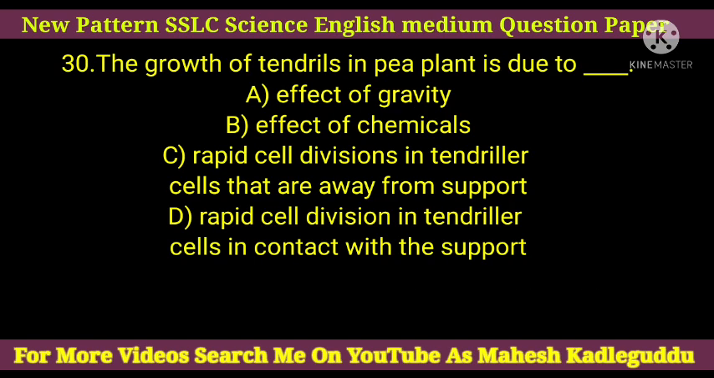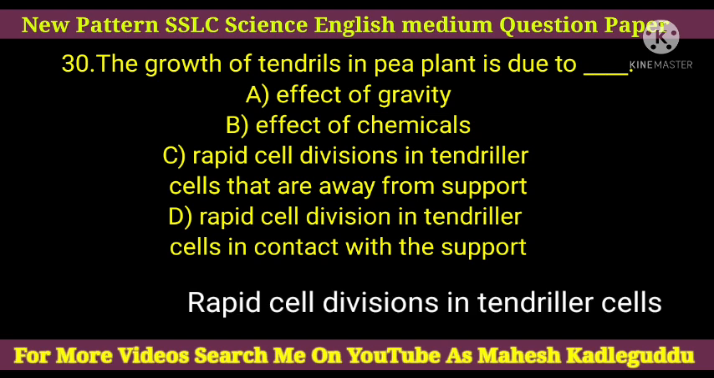30th question. The growth of tendrils in pea plant is due to effect of gravity, effect of chemicals, rapid cell divisions in tendrilar cells that are away from support, rapid cell division in tendrilar cells in contact with the support. The growth of tendrils in pea plant is due to rapid cell divisions in tendrilar cells that are away from support. Option C is the right answer for this question.